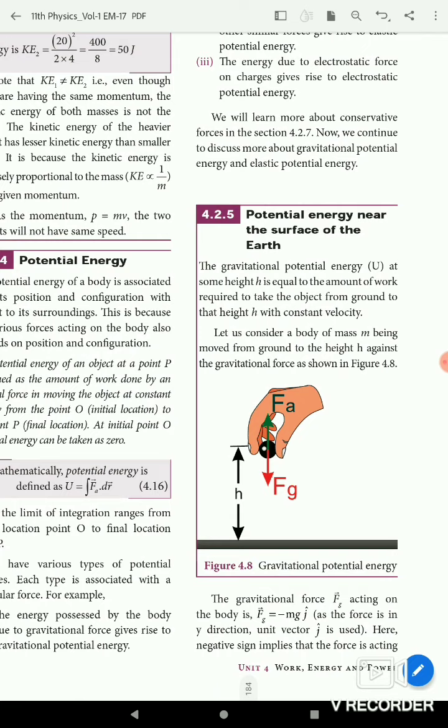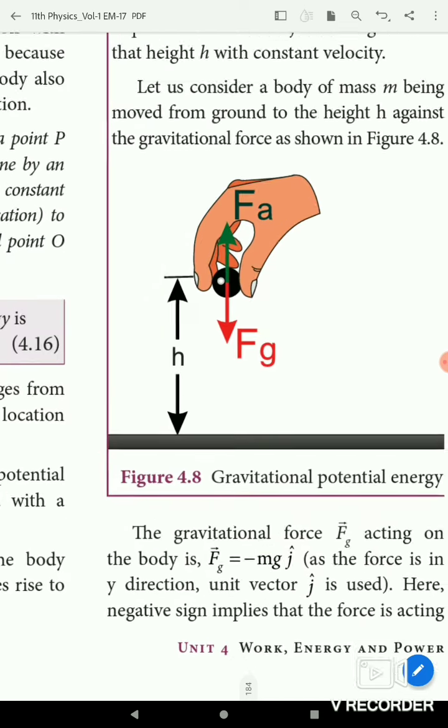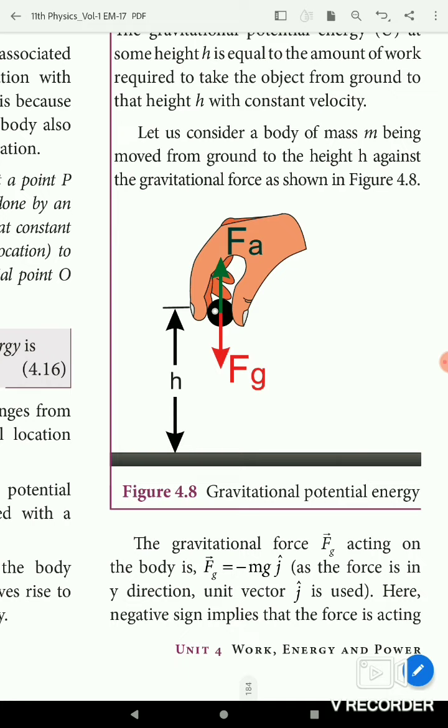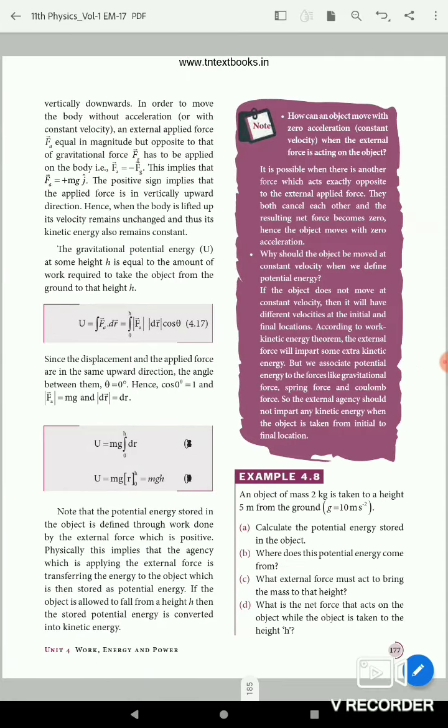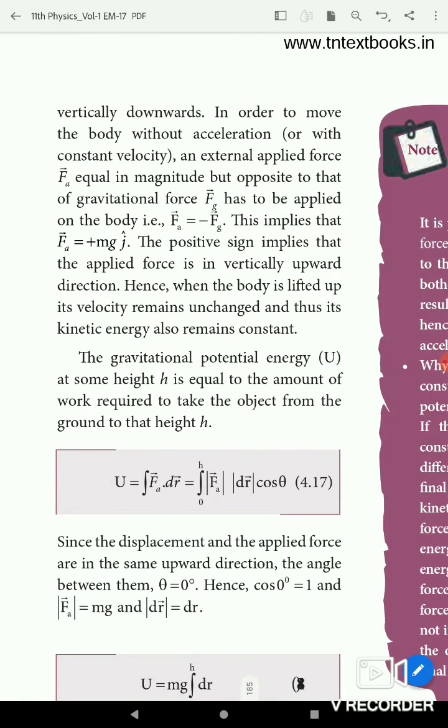What is that? That is equal to mg. So minus mg j vector, because it acts in the y axis downward direction. So the negative sign indicates the gravitational force is in the minus y direction. Okay. And you already know j cap is used because it is the unit vector in the y direction. Here the negative sign implies the force is acting vertically downwards.